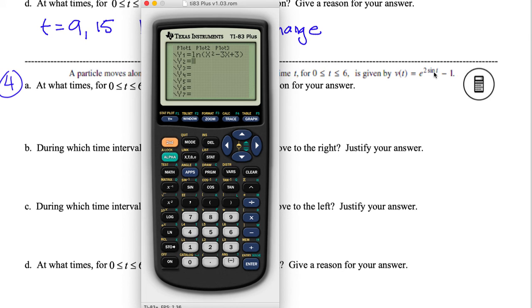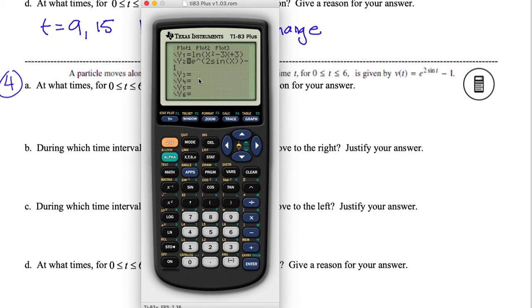Okay, so I'm going to do e to the power of 2 sine t. So second, natural log, e to the power of, and then 2 sine of t, and the parentheses, and then end the e to the power of parentheses, minus, hover over that, hit minus 1.